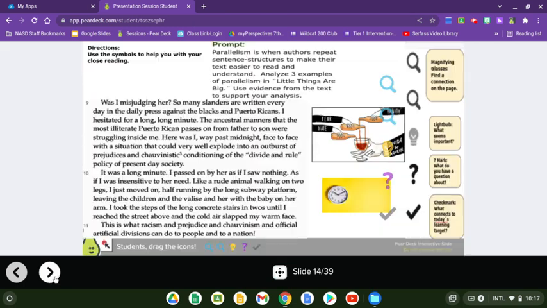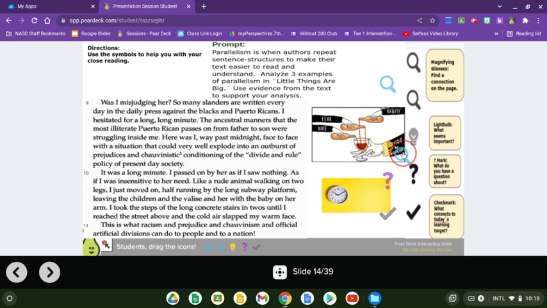Why clutter? Was I misjudging her? So many slanders are written every day in the daily press against the blacks and Puerto Ricans. I hesitated for a long, long minute. The ancestral manners that the most illiterate Puerto Rican passes on from father to son were struggling inside me. Here was I, way past midnight, face to face with a situation that could very well explode into an outburst of prejudices and chauvinistic conditioning of the divide and rule policy of the present day society.